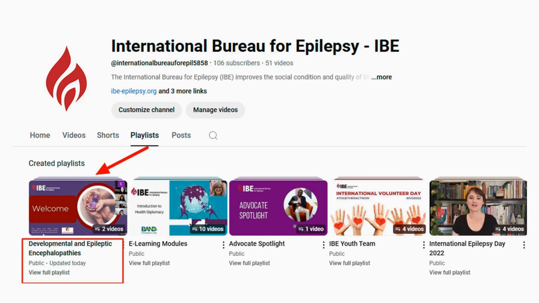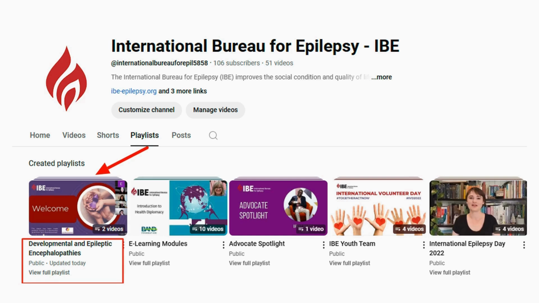Playlists also improve your content's chances of being recommended by YouTube's algorithm. When viewers finish one video in a playlist, they're automatically encouraged to view the next one, which keeps them engaged longer and increases your total watch time. And since watch time is a key algorithm factor for YouTube, this helps your content to perform better.